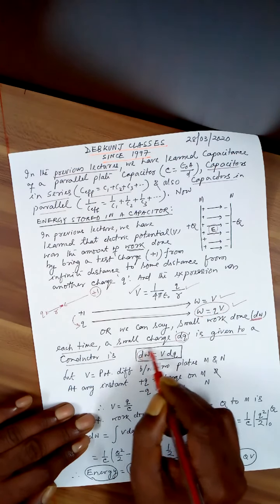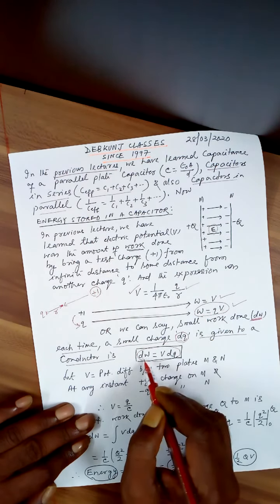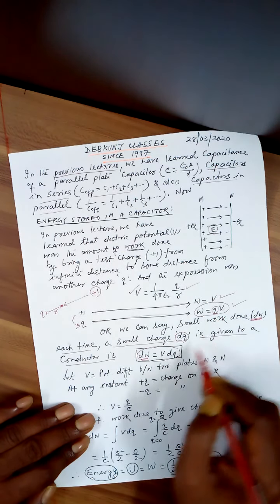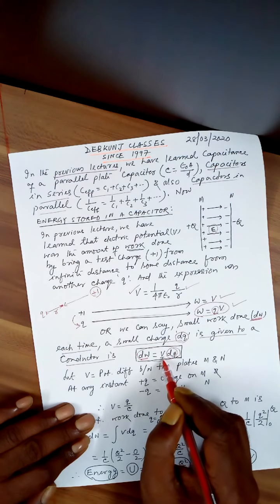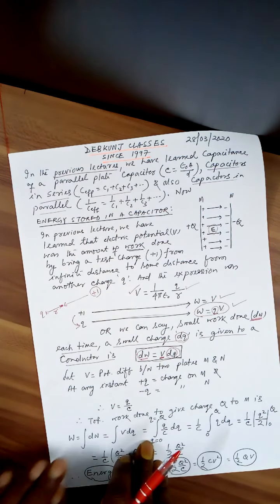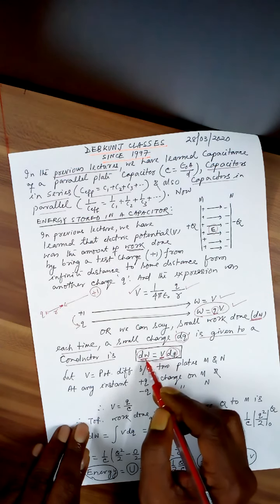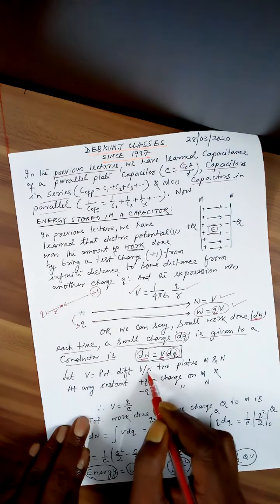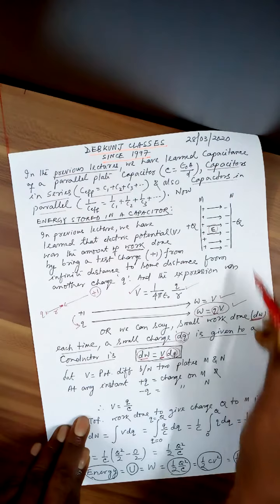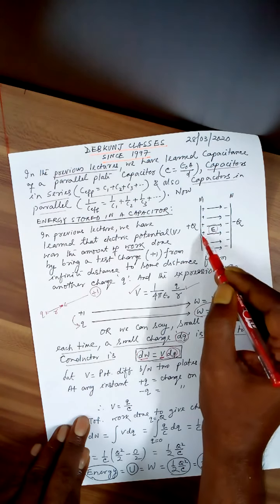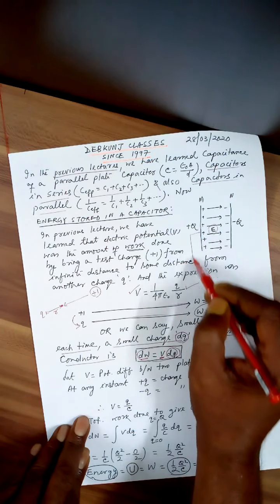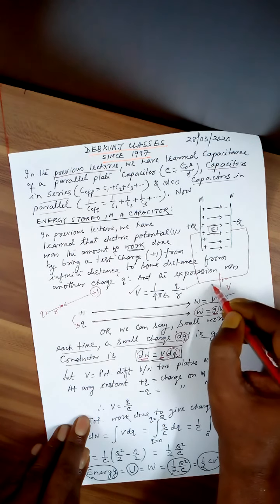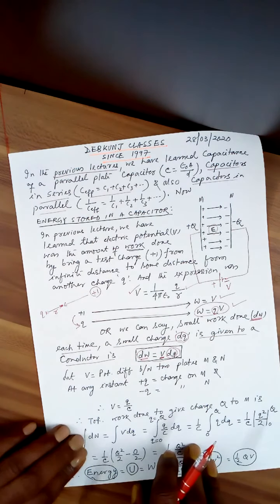Compare this expression with this expression. Instead of W, I have written dW, the small amount of work done. Instead of charge Q, I am giving a small charge dq against a potential difference of V volt. So dW is equal to V dq, where V is the potential difference between the two plates M and N. Of course, these plates are connected to a battery here, where this is the positive plate and this is the negative plate of the battery.